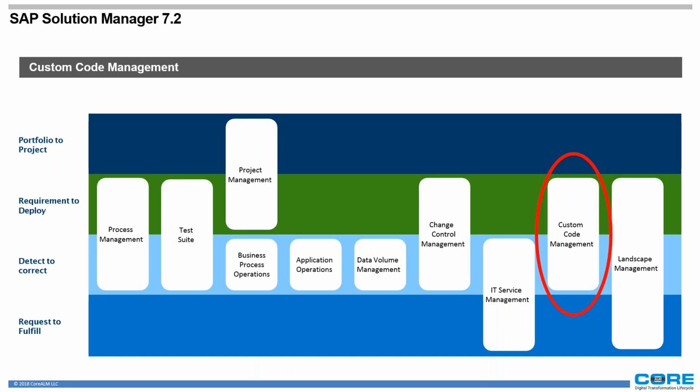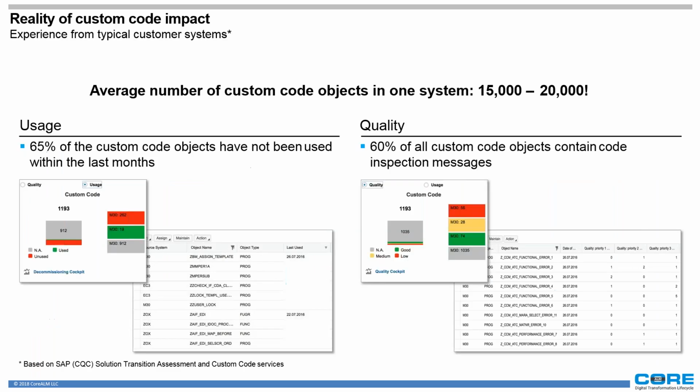Then we have the custom code management piece. It's a tool that has different categories: the visibility category and the optimization category. What this means is it's a tool that allows you to analyze your custom code. Now, there are a lot of tools available within custom code management.